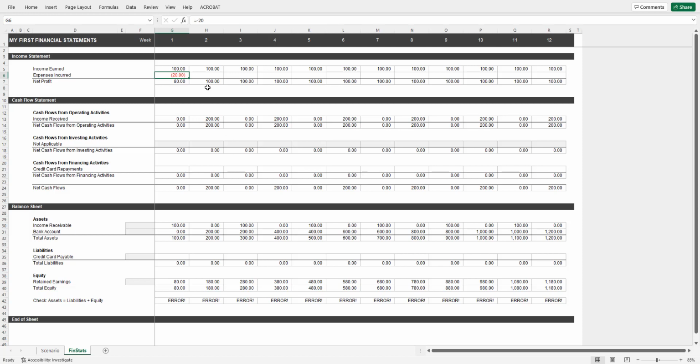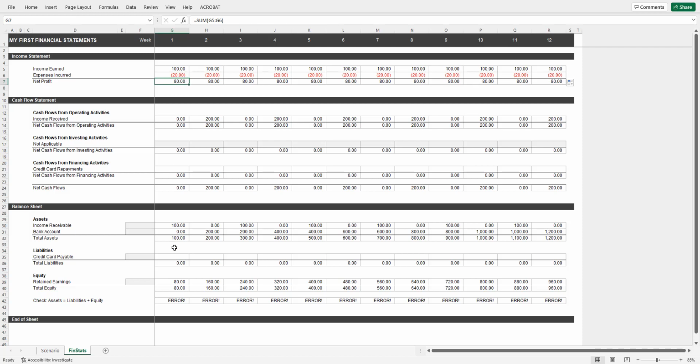And again, rather than type that in every cell, I'll just use a formula that I can drag across to reflect our expenses, our negative values for our expenses of being negative 20 all the way through. And that gives us a net profit of $80 each period. So each week we're having $80 left over.